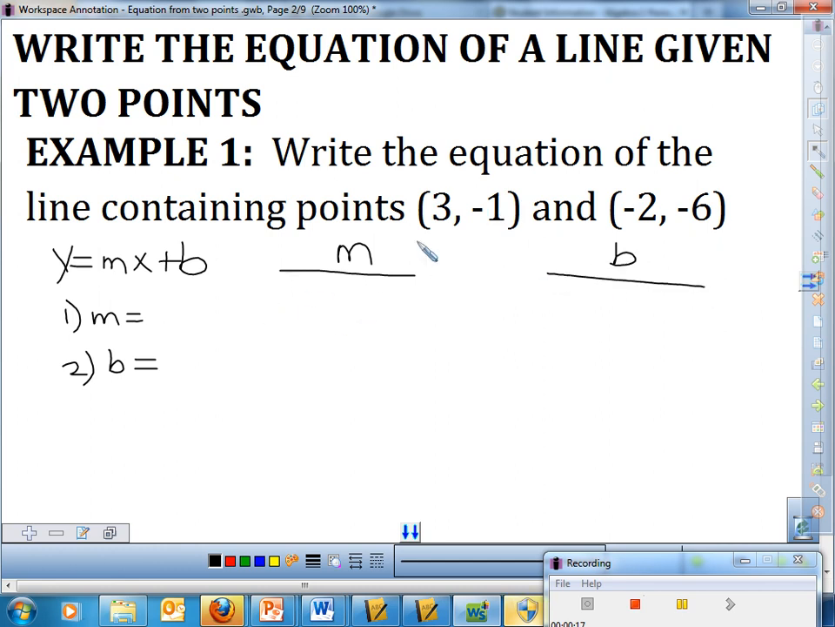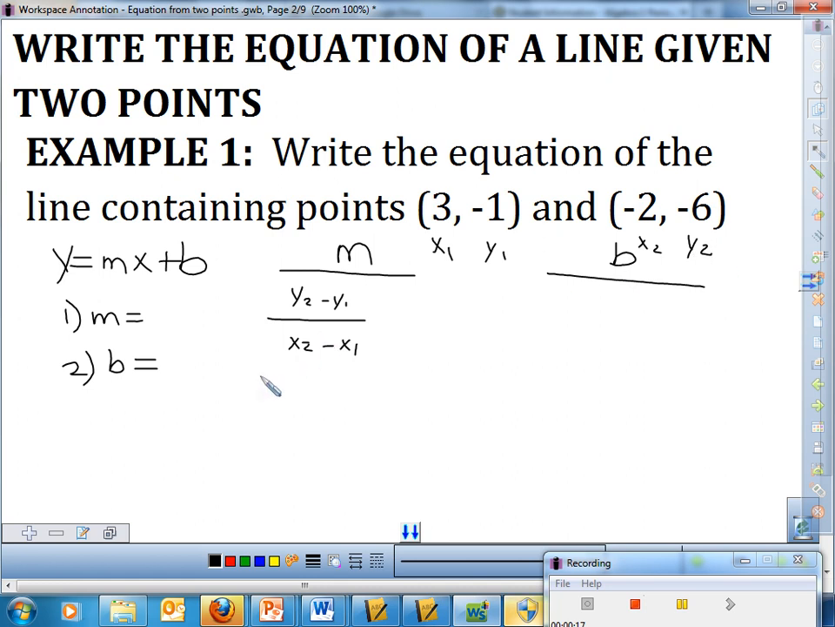So first I'm going to solve for m. And I know that I can find the slope by using my slope formula, y2 minus y1 over x2 minus x1. So I'm going to do that first. I'm going to go ahead and label my points, and we're going to go through this kind of quickly because we've gone over this objective before. We have x1, y1, and we have x2, y2.